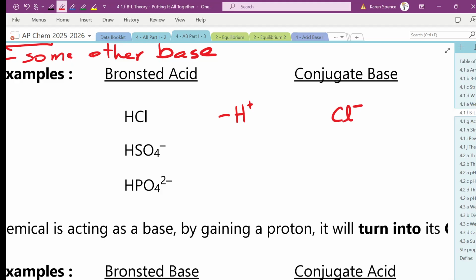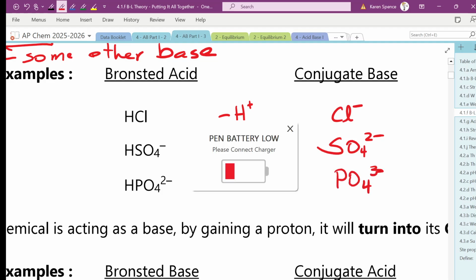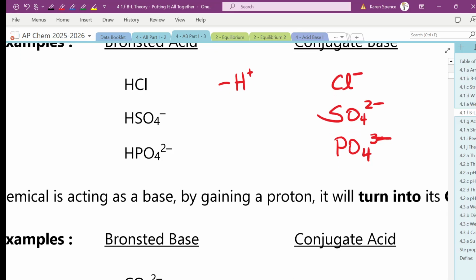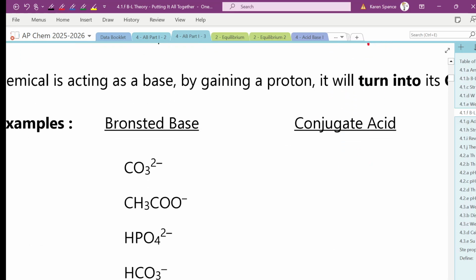All right, HSO4 minus, its conjugate base is, Dylan? SO4 2 minus, yes. And HPO4 2 minus, conjugate base, Aditya, is PO4 3 minus. Excellent. Okay. And now we will move on to the conjugate acids.